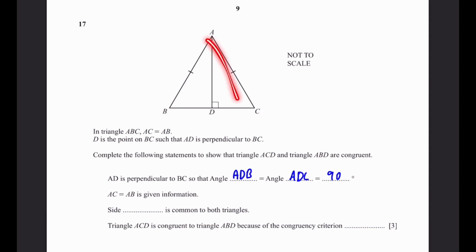AC equals AB is given information. Side dash is common to both triangles. It's this side, AD. Triangle ACD is congruent to triangle ABD because of the congruency criterion dash. So we have one angle and we have two sides. But this angle is a 90 degrees angle. So we can say SAS, side angle side. That's the answer.